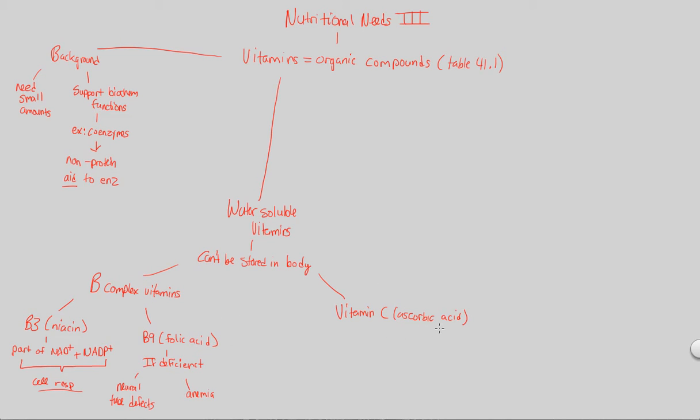Now, vitamin C, also known as ascorbic acid, is another water-soluble vitamin. This is going to be important in a ton of different things. It will be critical in collagen synthesis. Collagen is a protein, and when you want to make collagen, it's a biochemical reaction. Vitamin C helps push this reaction forward.